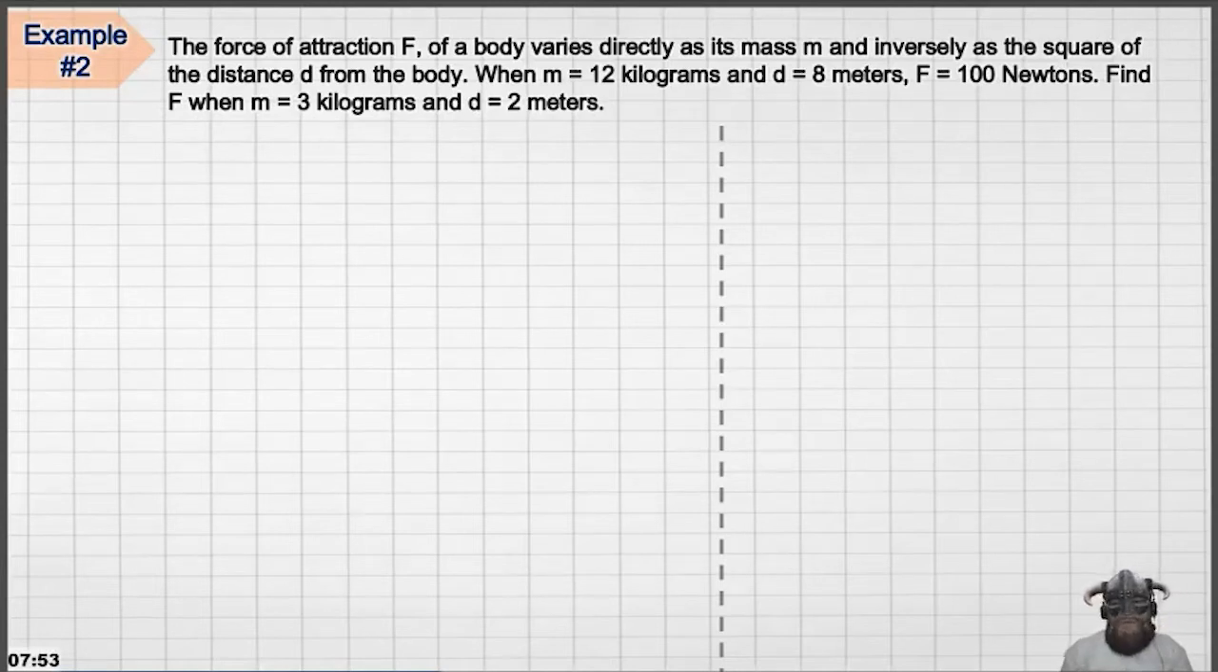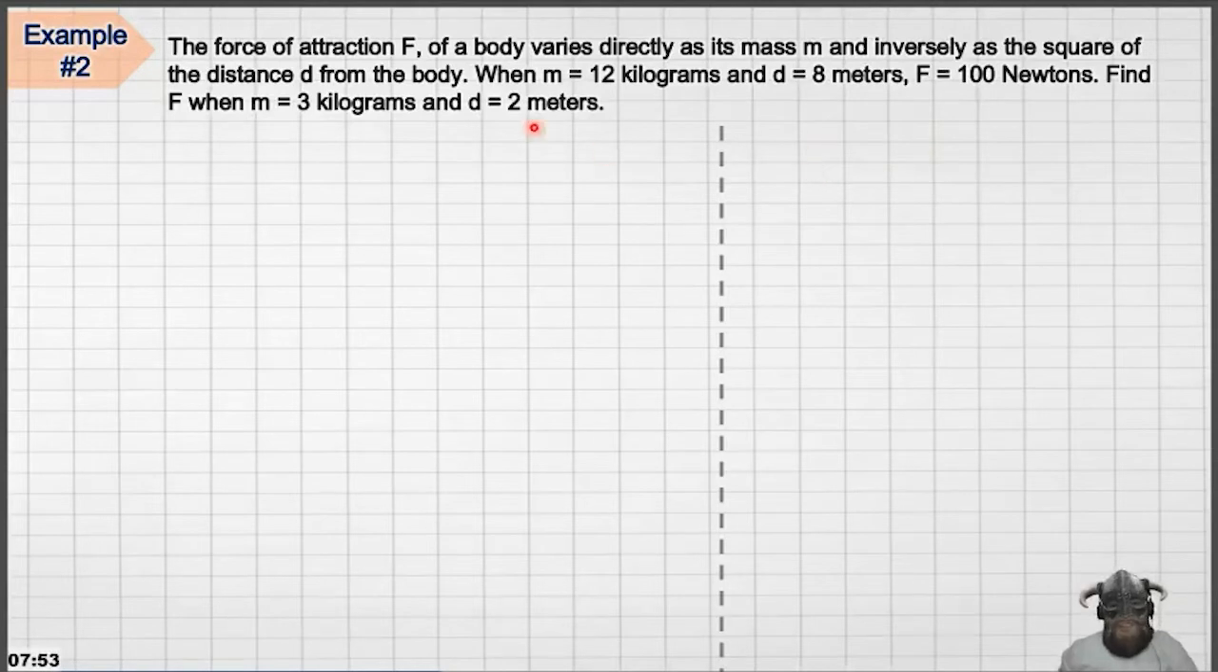So, we have this problem that says, the force of attraction F of a body varies directly as its mass m and inversely as the square of the distance d from the body. When m is equal to 12 kilograms and d is equal to 8 meters, the force of attraction is 100 newtons. Find F when m is equal to 3 and d is equal to 2.